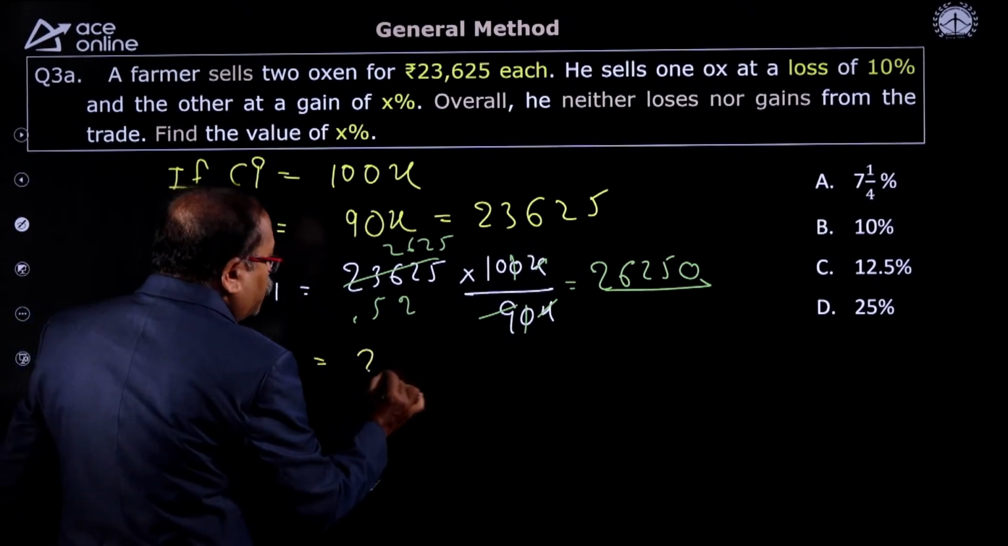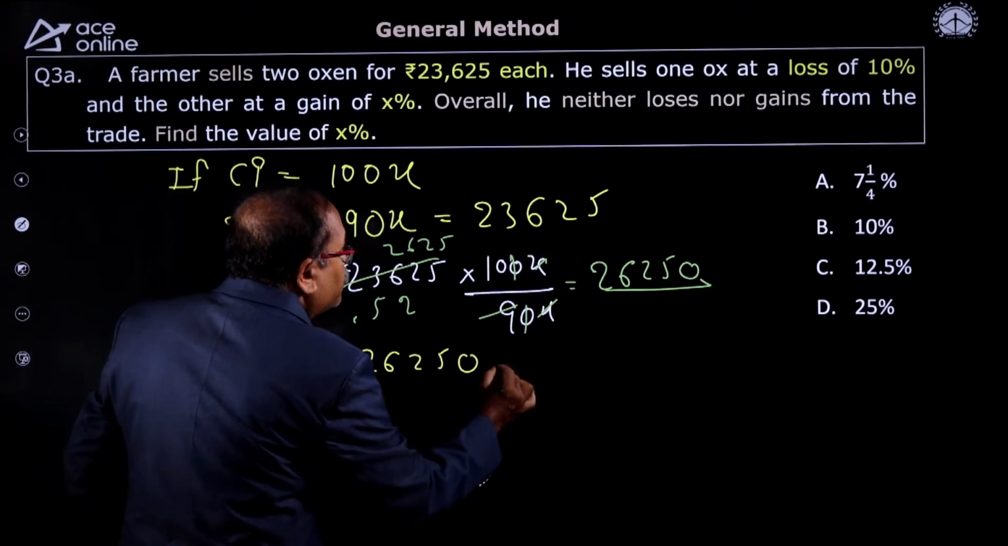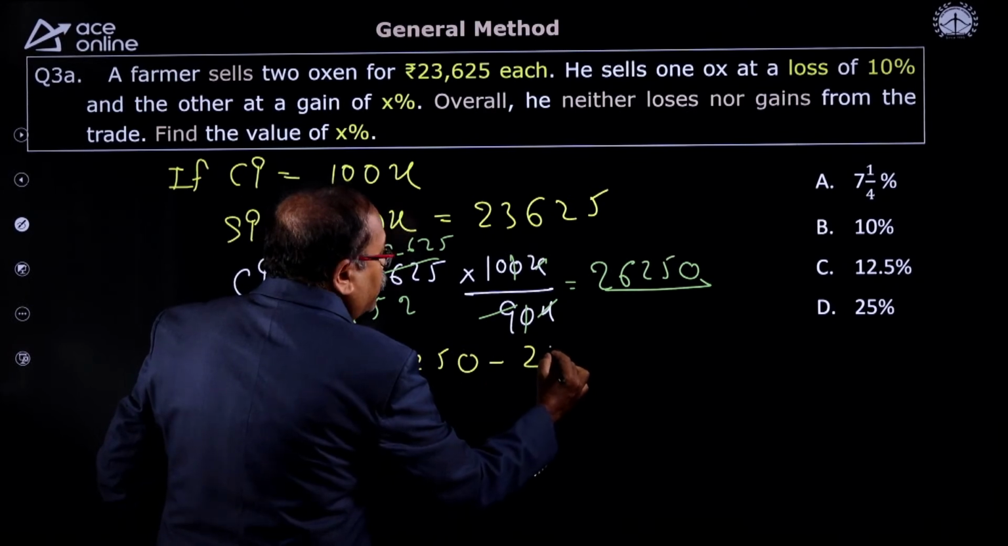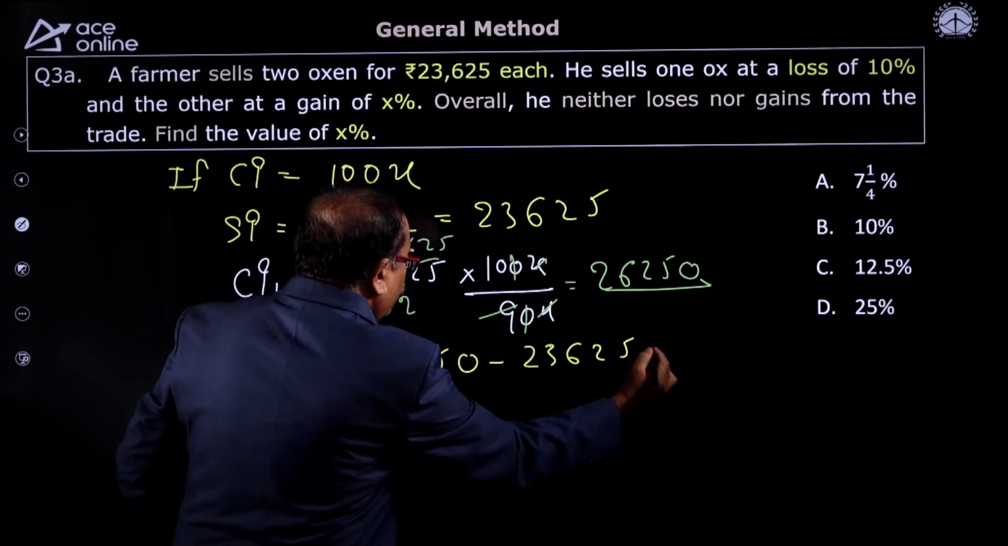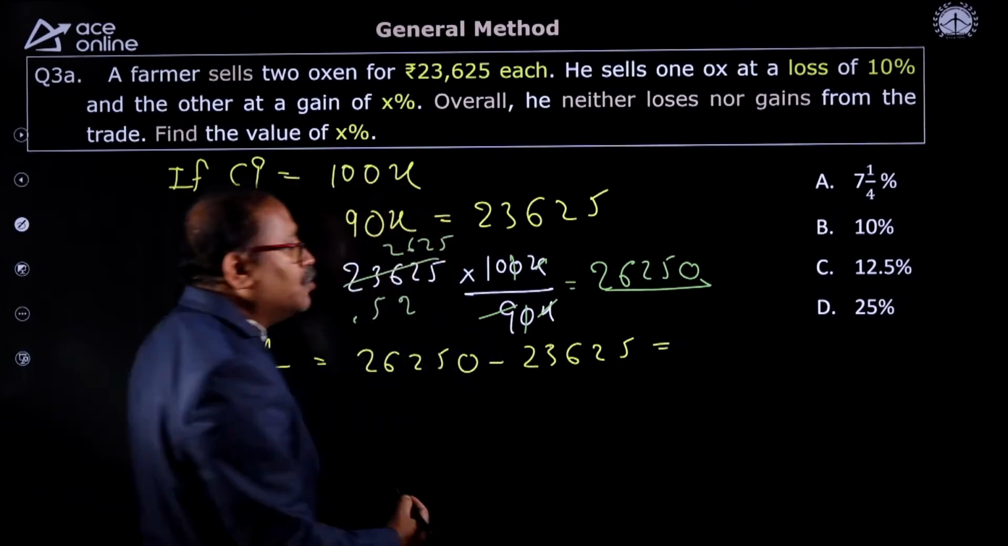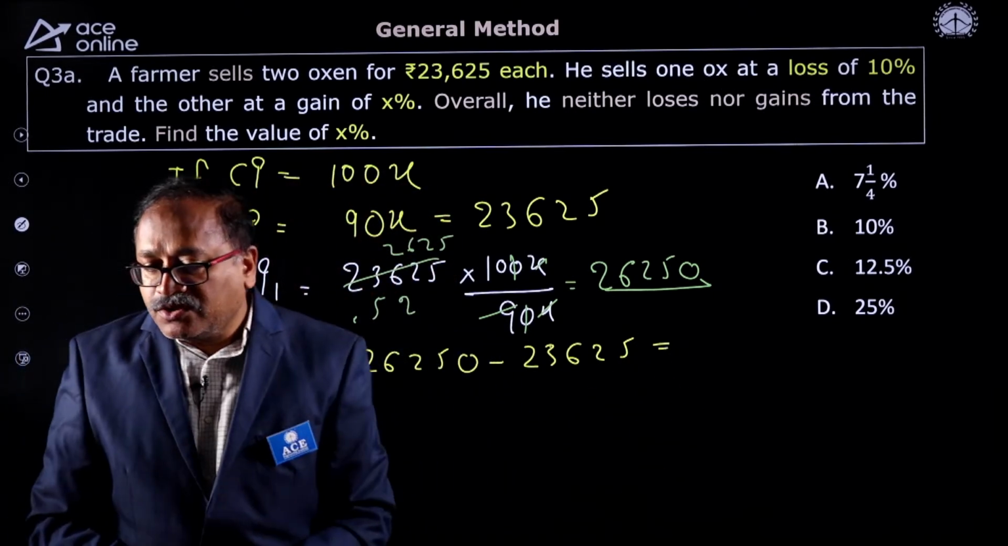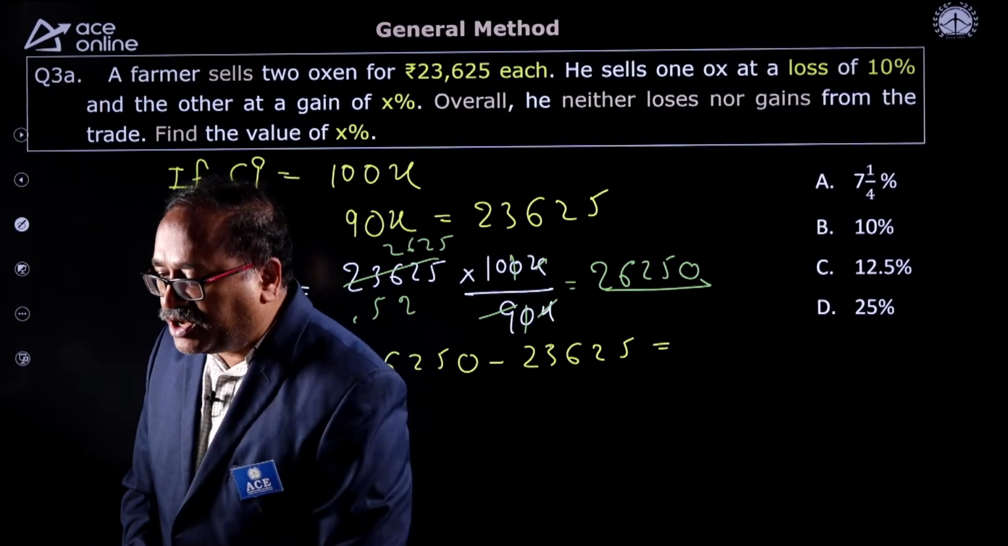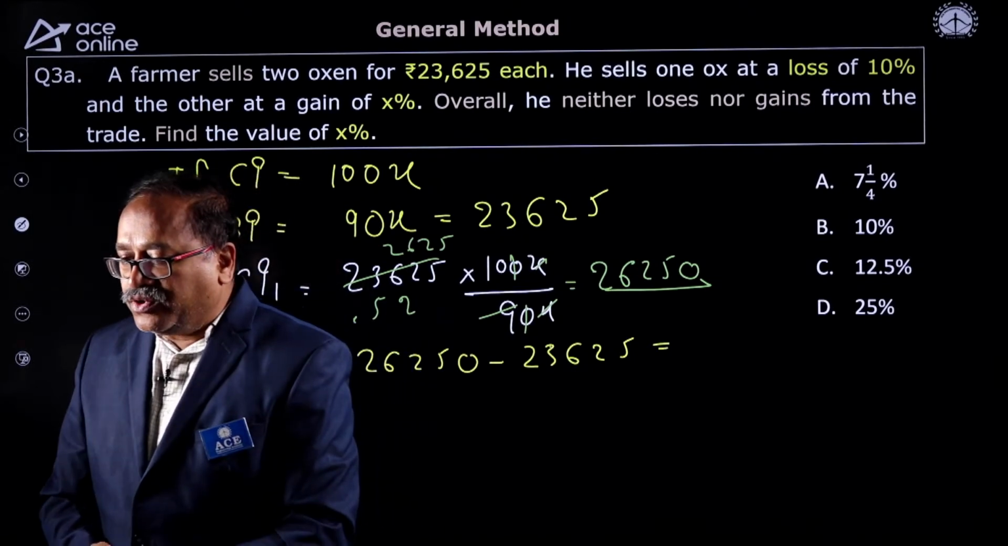That will be 26,250 minus 23,625, and that will give us the overall loss. Can you write down the loss? Anusha says option B. Wonderful.